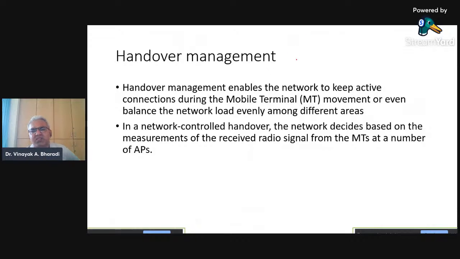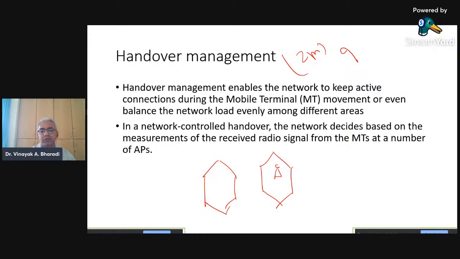This question, this definition, comes for 2 marks. Handover management: what is handover management? It is a process which enables the network to keep active connections during the mobile terminal's movement, or even balance network load among different areas. What is a mobile terminal? This is the mobile terminal. Last lecture I gave the example of hexagonal cells, two hexagonal cells, where every cell has its base station, and then this mobile device.